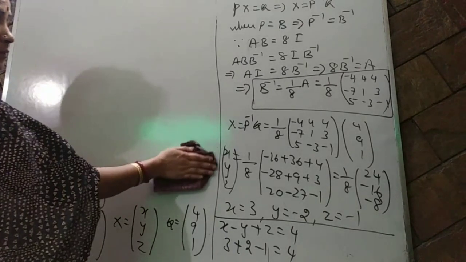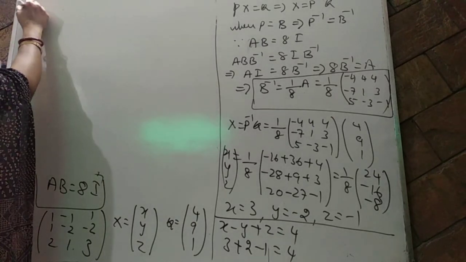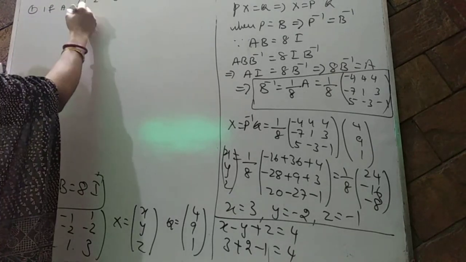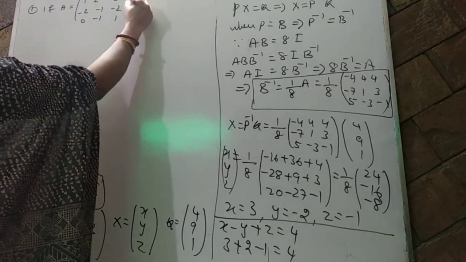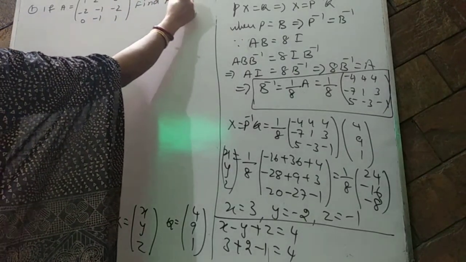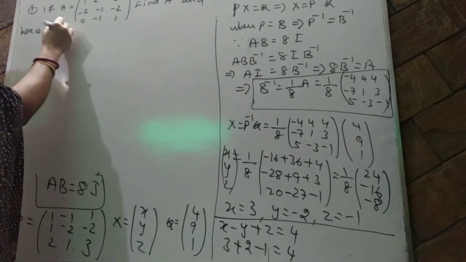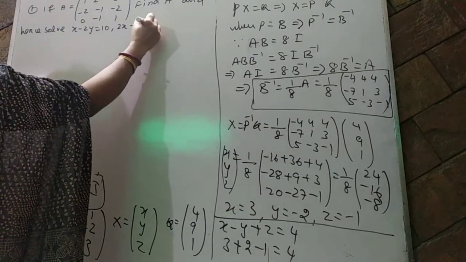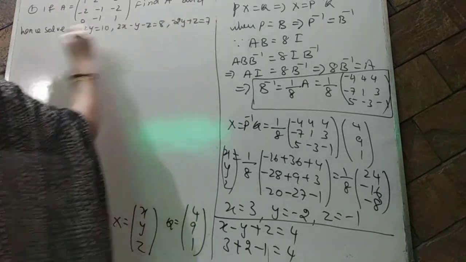Now I'm giving homework. After completing this, start writing homework. Question number 1. If A equals 1, 2, 0, minus 2, minus 1, minus 2, 0, minus 1, 1. Find A inverse and hence solve x minus 2y equals 10, 2x minus y minus z equals 8, and minus 2y plus z equals 7.